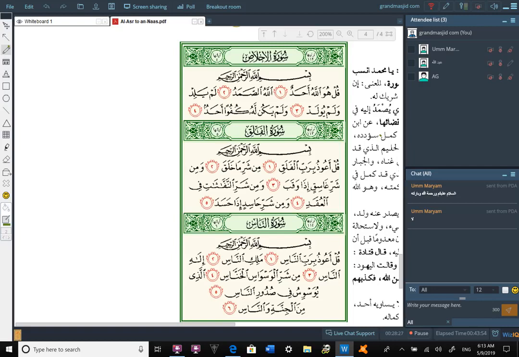Qul a'udhu bi Rabbil Falaq. Say, I seek refuge in the Lord of the daybreak. Min sharri ma khalaq, from the evil of what he created. Wa min sharri ghasiqin idha waqab, and from the evil of the approaching night when it becomes dark and gloomy. Wa min sharri nafathati fil uqad, and from those women who blow on knots, meaning the magicians and the sorcerers. وَمِن شَرِّ حَاسِدٍ إِذَا حَسَدٍ, and from the evil of the envious person when he envies.